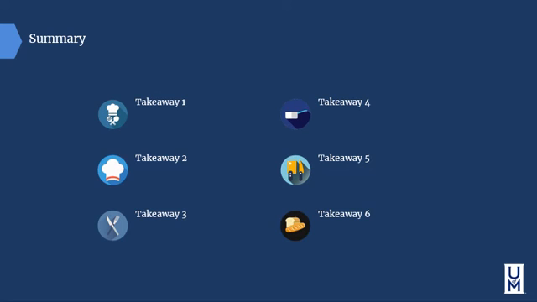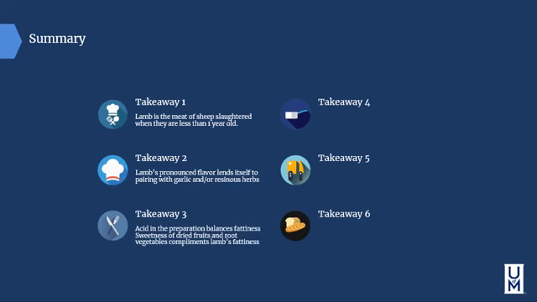Some of our key takeaways for this module are: lamb is the meat of sheep slaughtered when they are less than 1 year old. Lamb's pronounced flavor lends itself to pairing with garlic or resinous herbs. Acid in the preparation balances fattiness. Sweetness of dried fruits and root vegetables complements the lamb's fattiness as well.